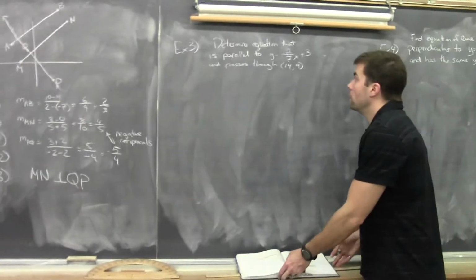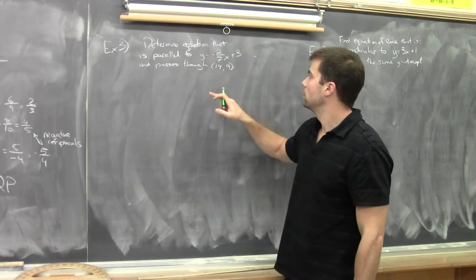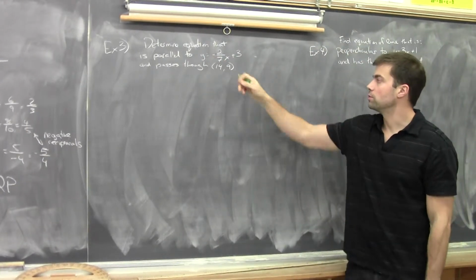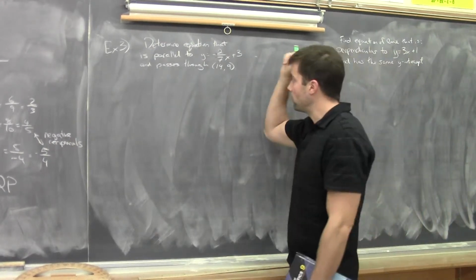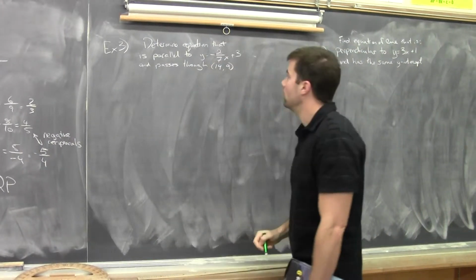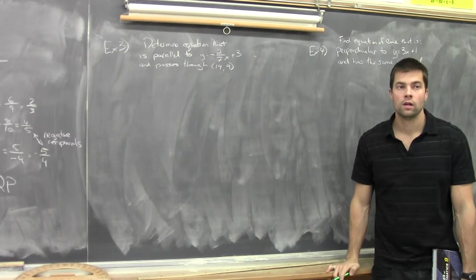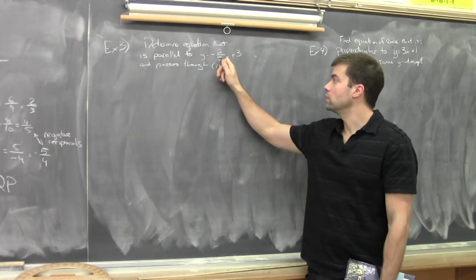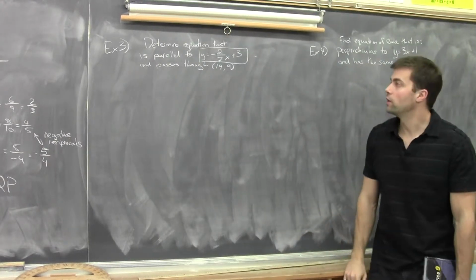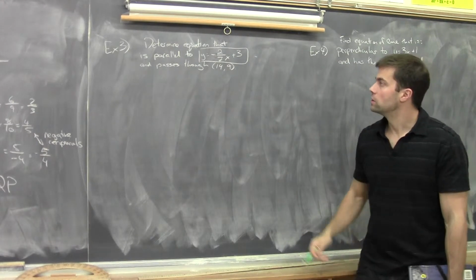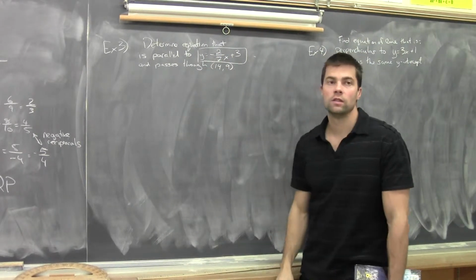Example number 3. It says determine the equation that is parallel to this line, that's a negative sign, to this line, and passes through this point. Alright, so this is a little different. Michael, what do you think the first thing we're going to want to do is? You're right, if this wasn't given to us already in y equals mx plus b, that would be the first thing. But it's already given to us like that.